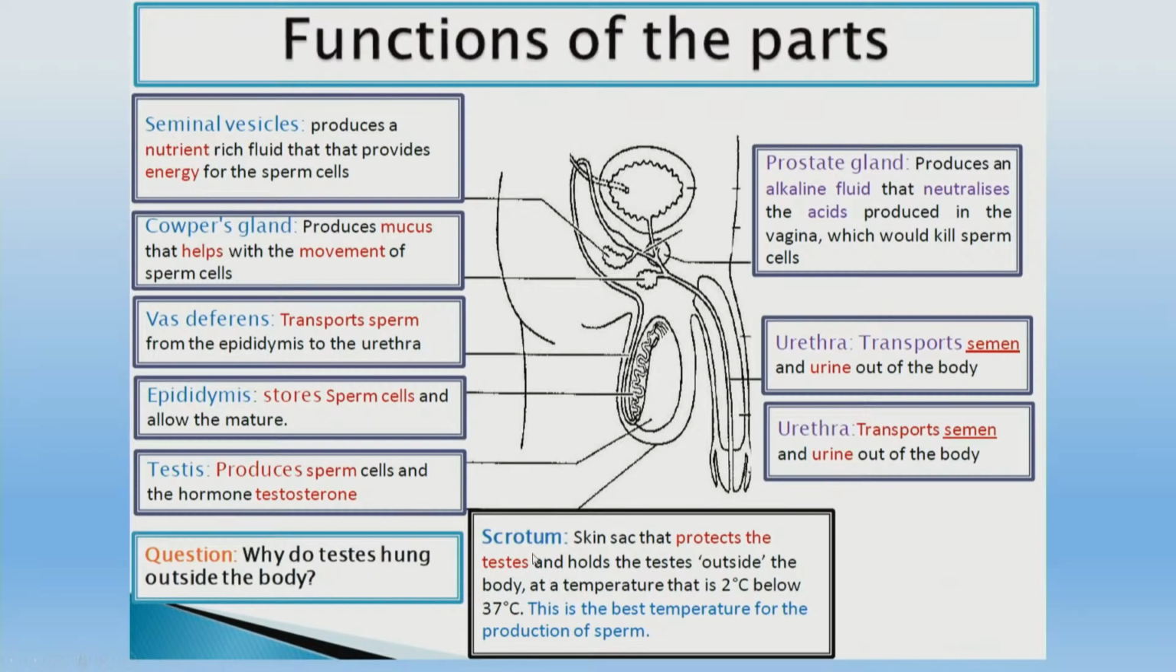And then again, the issue of the scrotum. When you look at this diagram, this is what we have. They say that the scrotum is a skin sac that protects the testes and holds the testes outside the body at a temperature that is 2 degrees Celsius below 37 degrees Celsius, which is the body temperature of humans. So this is the best temperature for the production of the sperm cells.